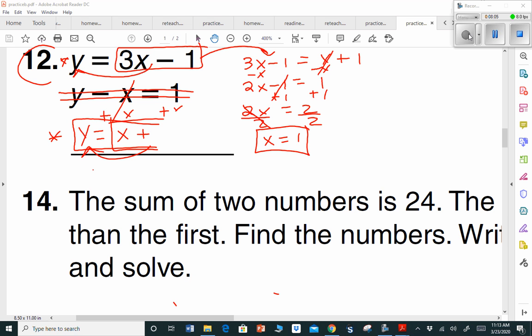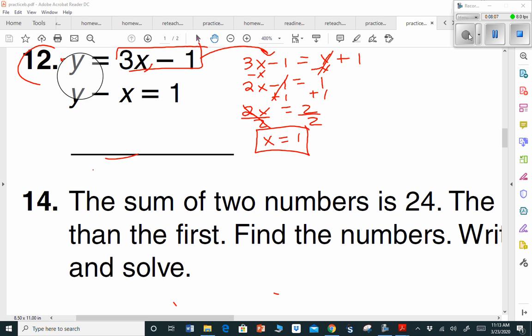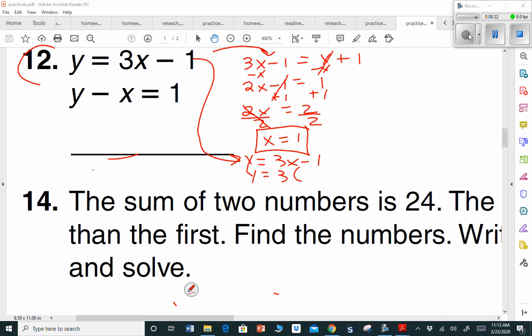Once we have our x value, let's go back to our original equations and choose the simpler of the two. I guess I like this one. Pick whichever one makes you happy. Y equals 3x minus 1. Plug in 1 for the x and simplify. Sorry, mine's kind of jammed in there. And then our final answer is an ordered pair, which is 1, 2.